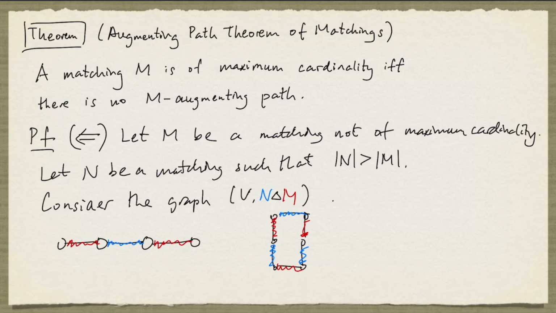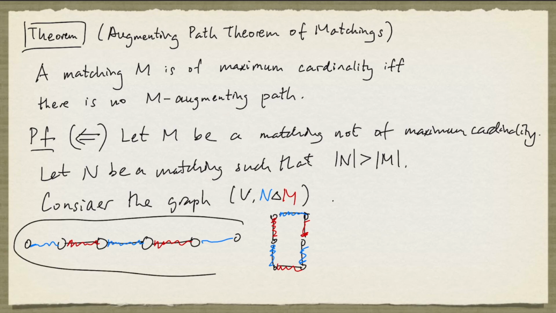Now, in every cycle, the number of edges in N and the number of edges in M are the same. But we know that the number of edges in N is greater than the number of edges in M. So there must be a path where the number of edges in N is greater than the number of edges in M. So we must have a situation like this. So one of the components of the graph has to be like this. And now we can see that this path is an M augmenting path because the ends must be M exposed. And so we have found an M augmenting path, and that's what we needed to prove.